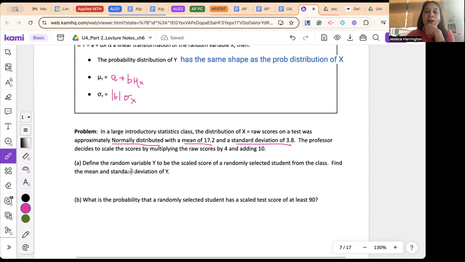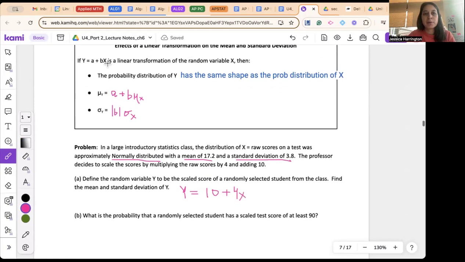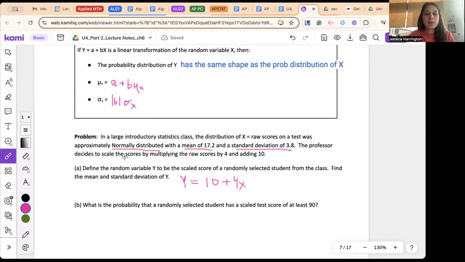Define the random variable Y to be the scaled score of a randomly selected student from the class. Find the mean and standard deviation of Y. So our new variable Y is going to be taking that 10 extra points and then multiplying each score by 4, right? So there's our formula from up here, y equals a plus bx, okay? And then now we need to find the mean and standard deviation.